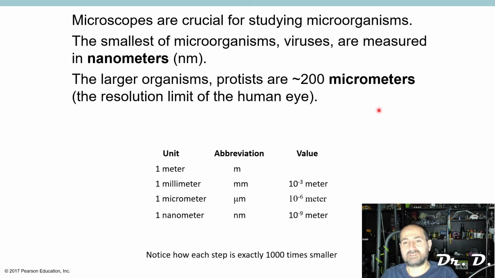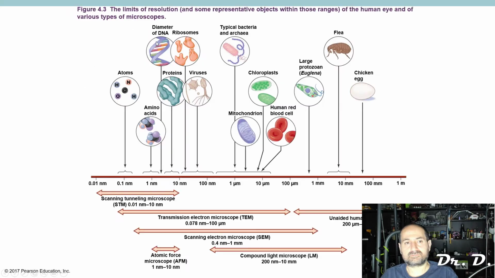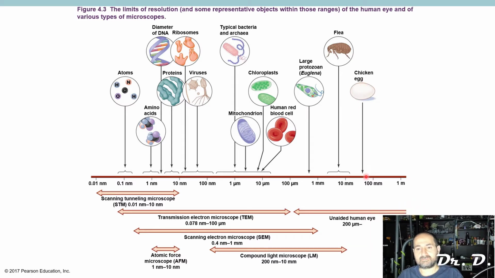All right. So 200 micrometers is a large microorganism, you could say that. But we're going to need microscopes in order to see any smaller than that. Now, take a look here. We've been talking about this. You guys know how big a chicken egg is, right? It's in the millimeters range, right? It's in the millimeters range.